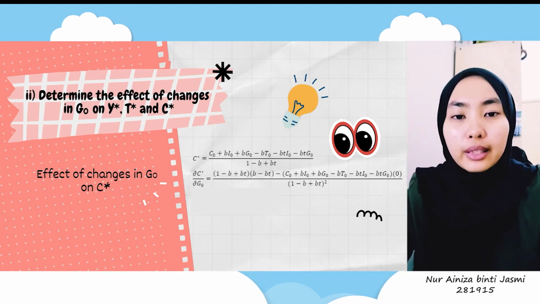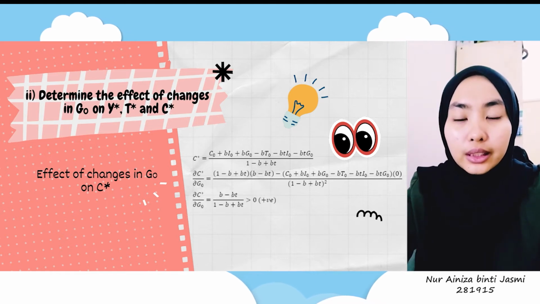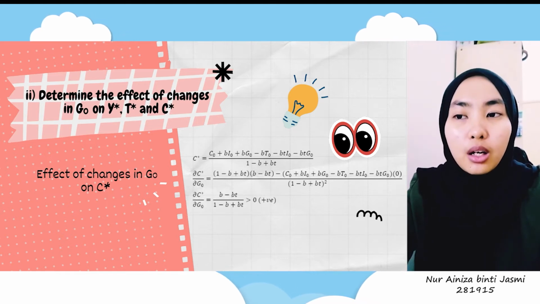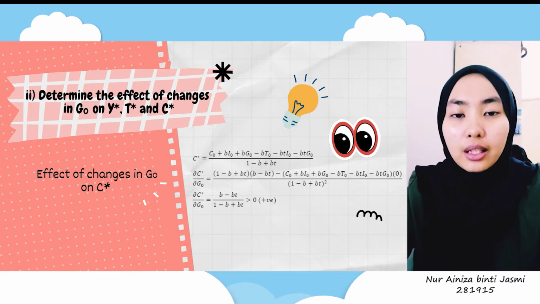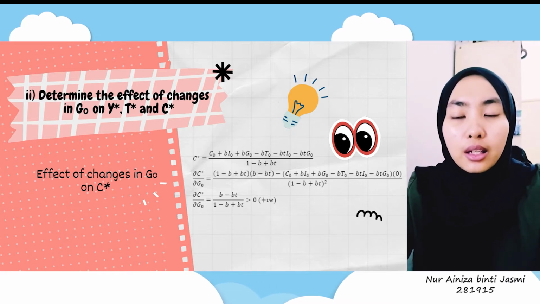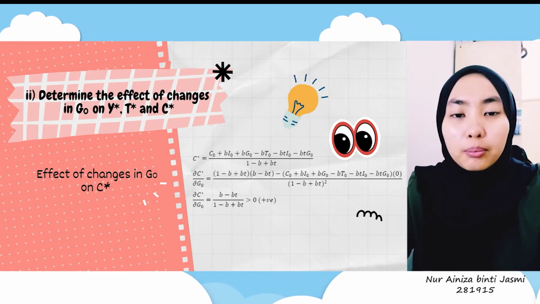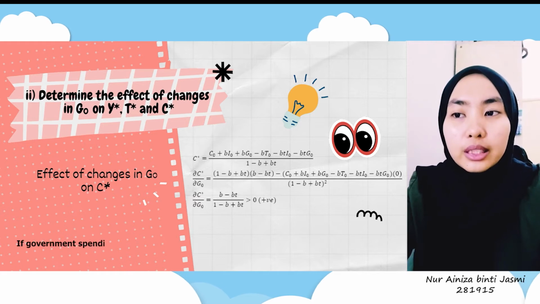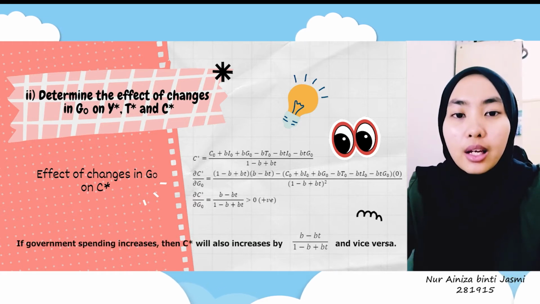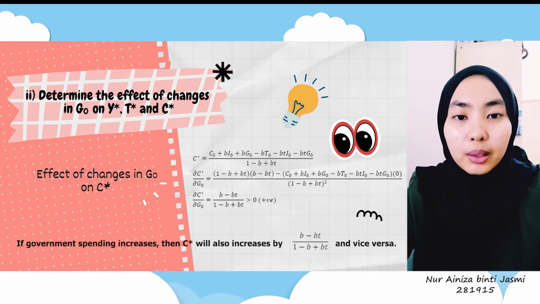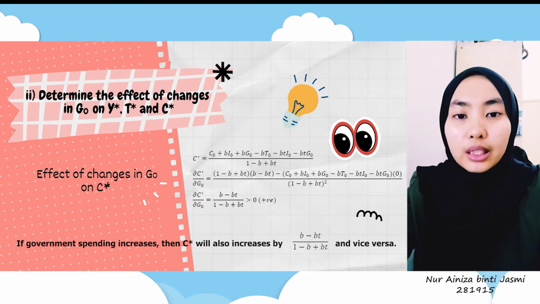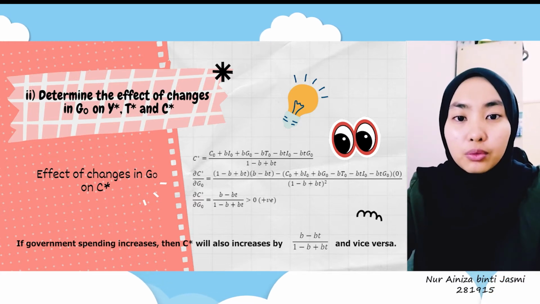So the answer we will get is delta C star over delta G null equals (B minus BT) over (1 minus B plus BT), and the answer is larger than 0, which means it's a positive value. The result is if government spending increases, then C star will also increase by (B minus BT) over (1 minus B plus BT), and vice versa.